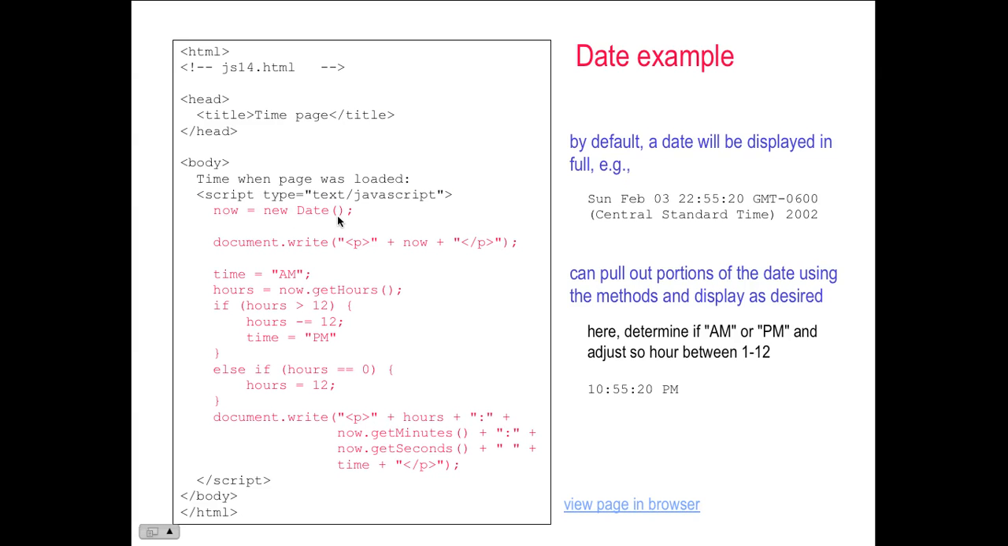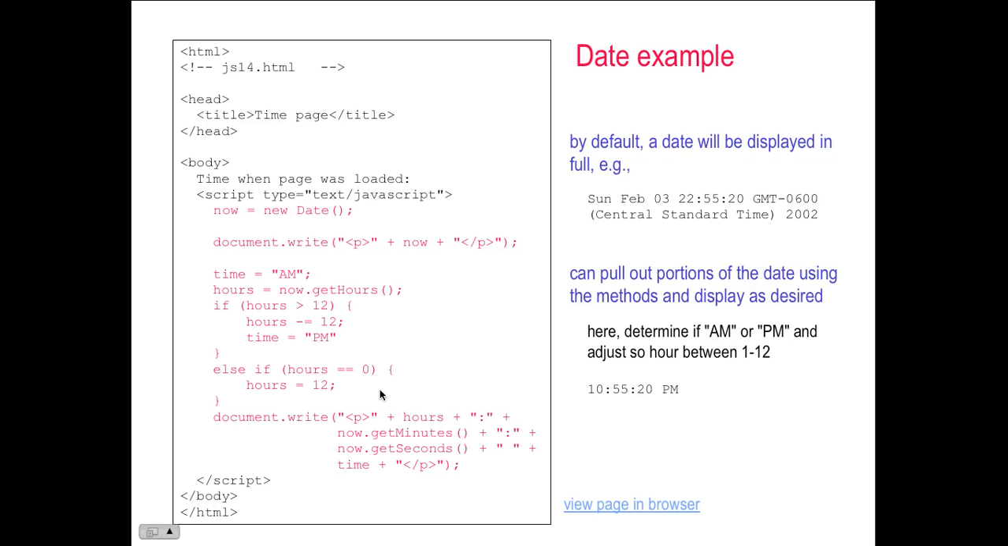Now is equal to new date. Document.write now. Put it to the screen. Time is equal to AM. Hours is equal to now.getHours. If hours is larger than 12, hours minus equals 12, and reverse it, time is now equal to PM. So if the hours is larger than 12, change the AM to PM. So now we have AM to PM.